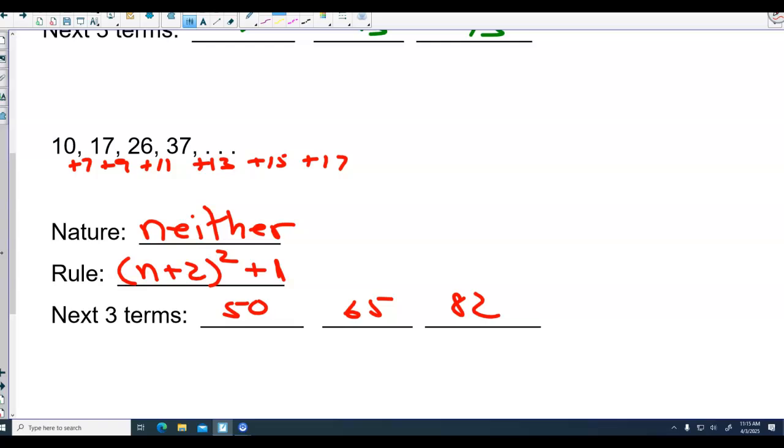If I plug my second term in, 2 plus 2 is 4, 4 squared plus 1 is 17. If I plug my third term in, 3 plus 2 is 5, 5 squared plus 1 is 26, and that's my rule.